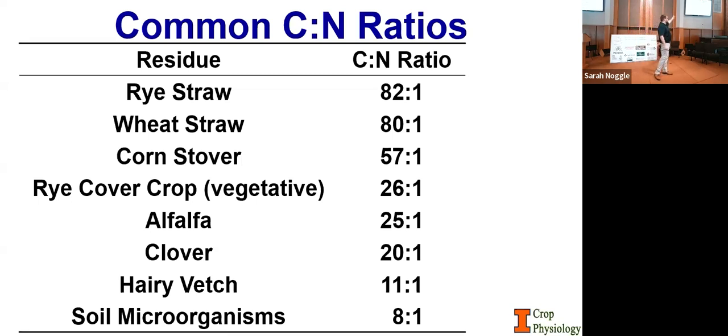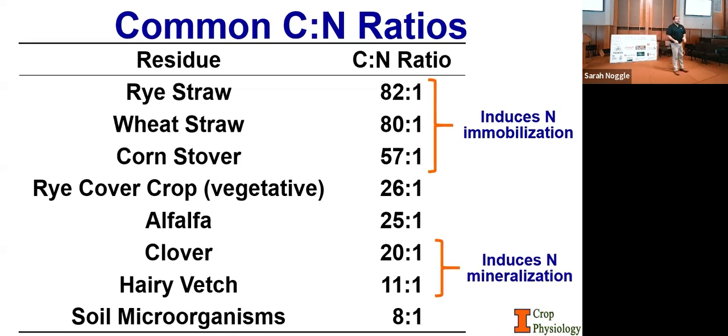Then if you terminate early on the rye, right? So if it hasn't gone all the way through grain fill and put seed out, it'll have a lower C to N ratio. And then we get into the ones that induce that mineralization: the alfalfa, the clover, hairy vetch, and then at the bottom, of course, is the microbes. So if you're up top, you're inducing immobilization. And if you're down low, you're inducing mineralization.